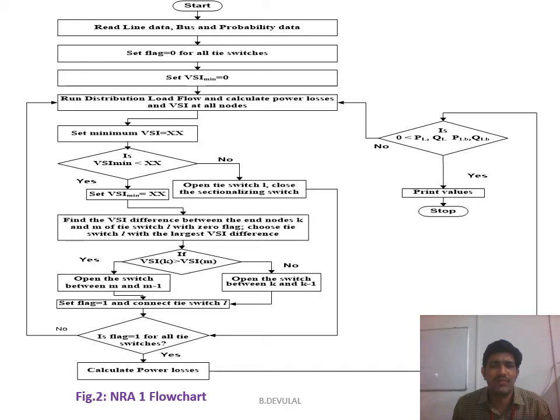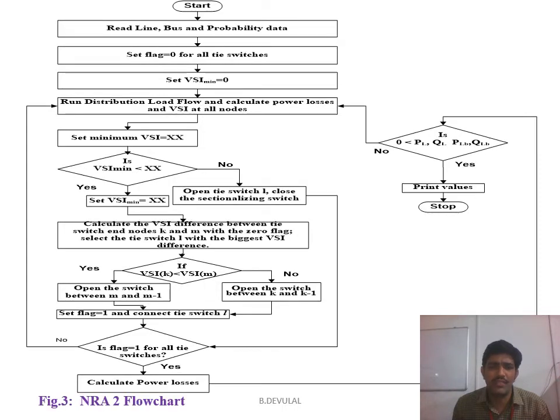Then set the flag equal to 1. If the flag is equal to 1 for all tie switches, if no, then go again starting from load flow analysis. If yes, we calculate the power losses and compare the power losses with respect to the previous values, and if yes, print the values and stop. If no, then go for the load flow analysis.